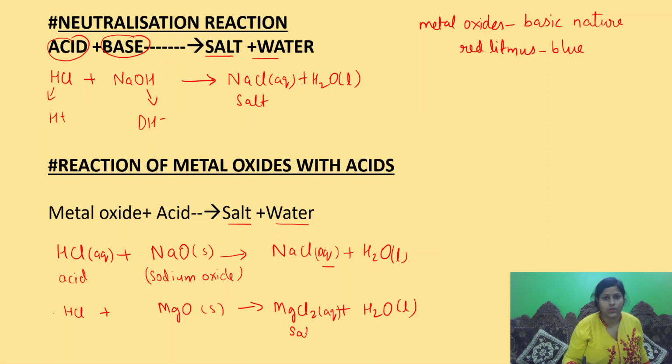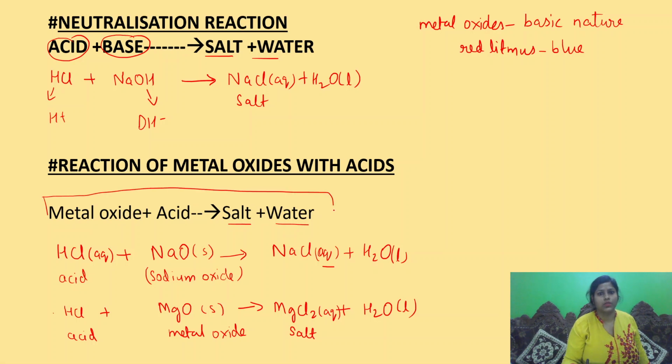This is a salt, this is metal oxide or magnesium oxide, and this is acid, right? So we are complete with this reaction also. Metal oxide, that is a base, reacts with acid to form salt and water. These two are similar reactions. You don't need to cram the content, you have to understand the content, right?